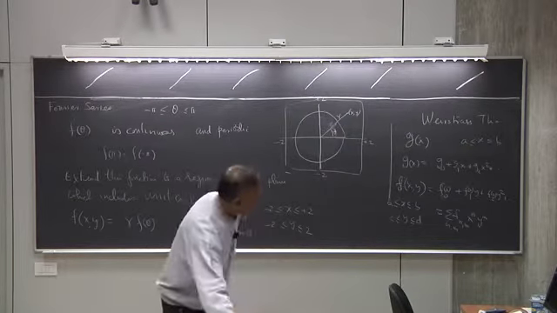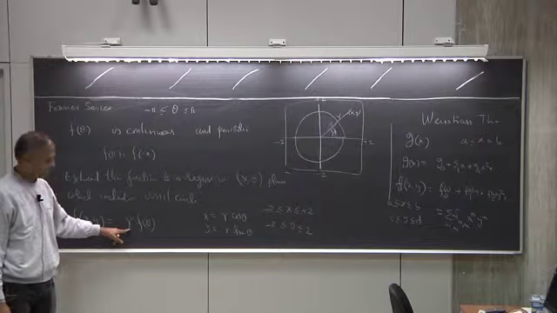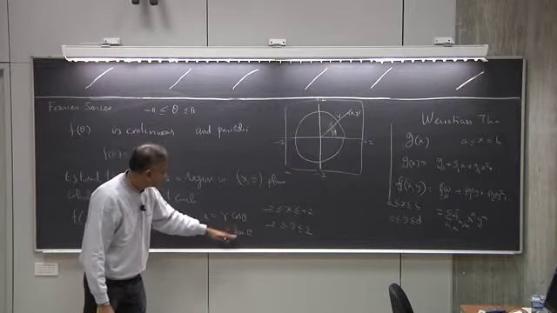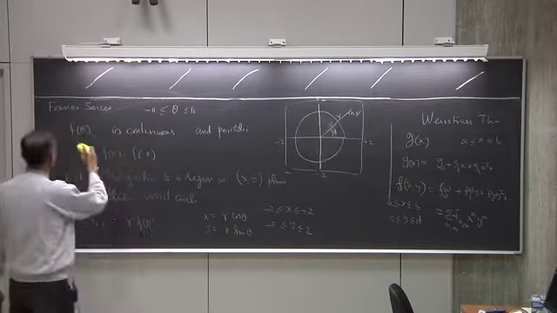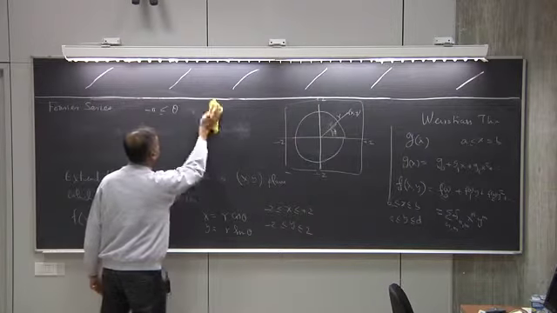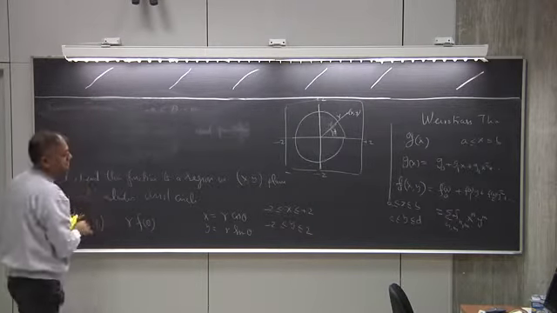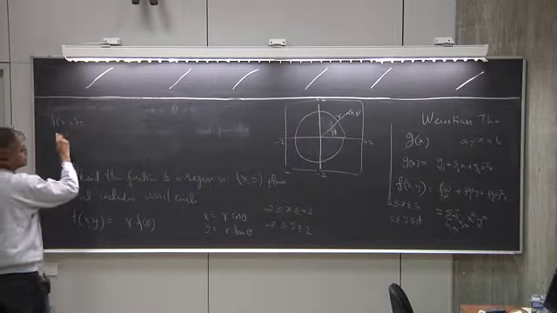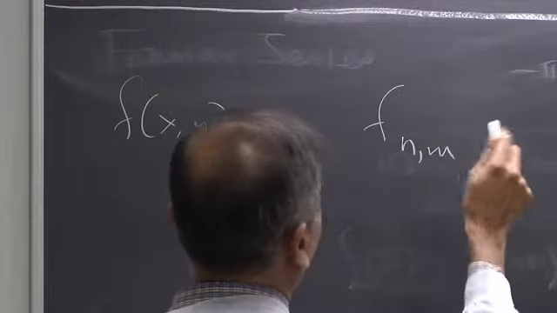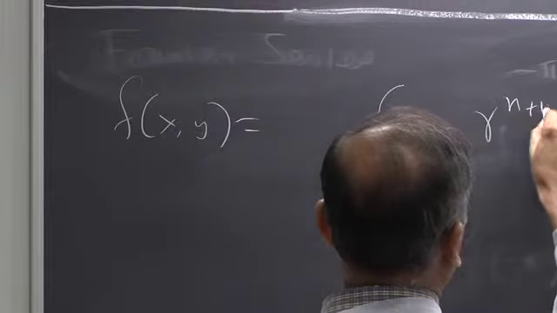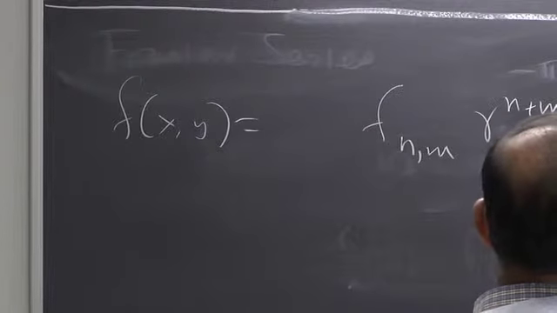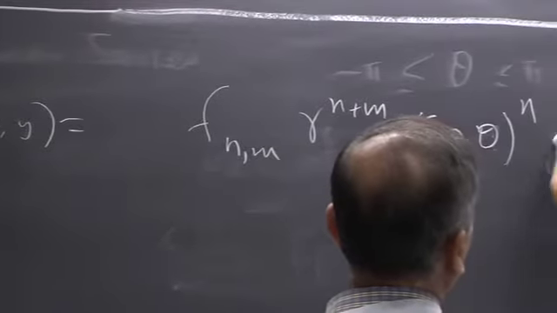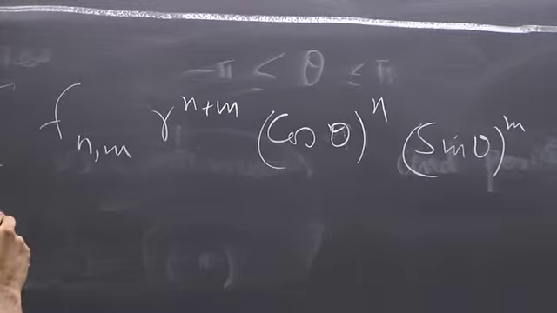Now let us look at, in fact, we are interested in r equal to 1. Let's substitute back x and y in terms of the polar coordinates, r cosine theta and r sine theta. So what we find here is that f of x y is equal to some coefficients f n m, r to the power of n plus m, cosine theta to the power of n, and sine theta to the power of m, summed over n and m.